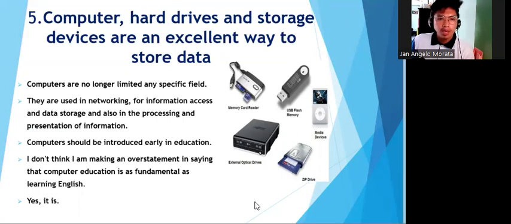So I don't think I am making an overstatement in saying that computer education is as fundamental as learning English. Okay? So it is very essential na we are in the 21st century kung saan ito ay considered as the digital age. That's why kailangan na tayo, even our students, and as early as possible, na ma-introduce na talaga ang computer education sa kanila because it is a must.